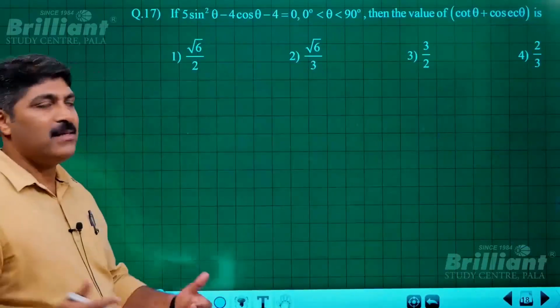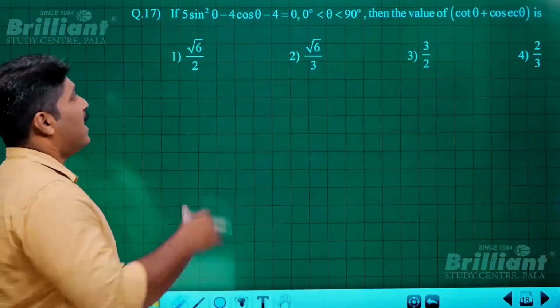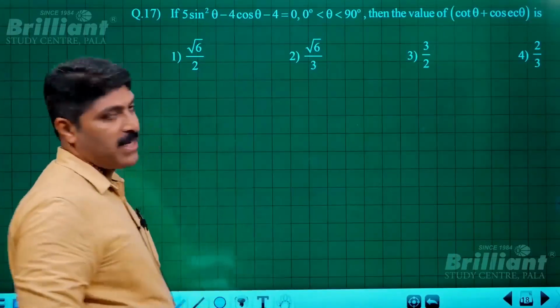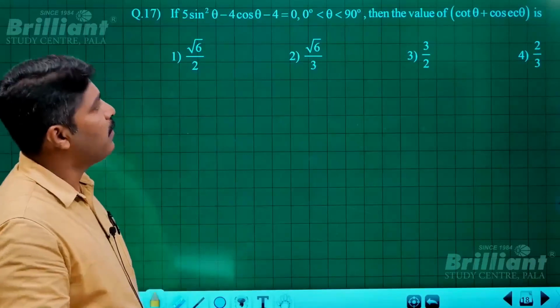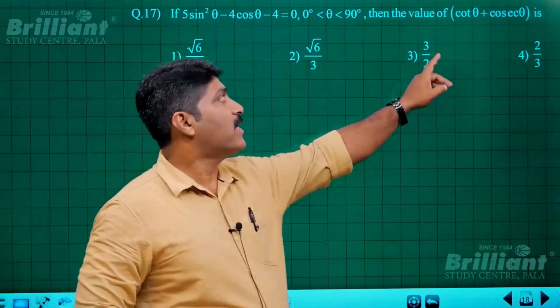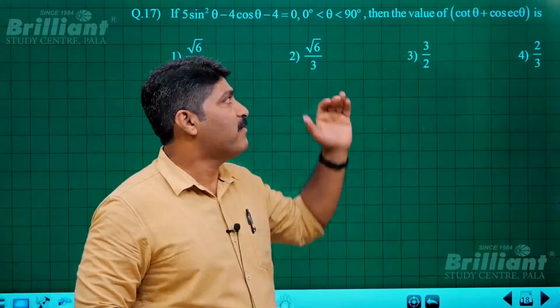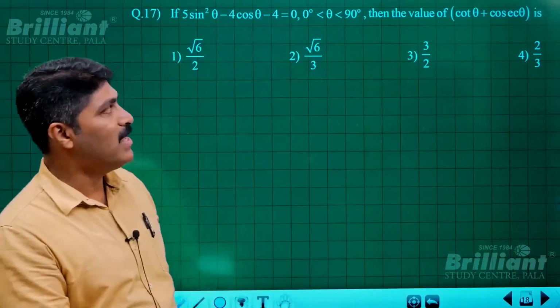So next question, it's a question from trigonometry. It's an identity based question. 5 sin square theta minus 4 cos theta minus 4 is equal to 0, and theta lies in the first quadrant. Then we have to find the value of the expression cot theta plus cosec theta.